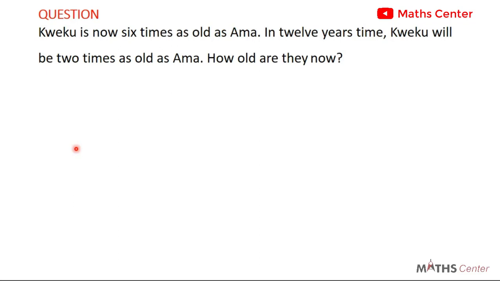Now let's analyze the statement very carefully. So we bring our solution here. Kweku is now 6 times as old as Amma. In 12 years' time, Kweku will be 2 times as old as Amma. So the question is talking about 2 times here. It's talking about now and 12 years' time.